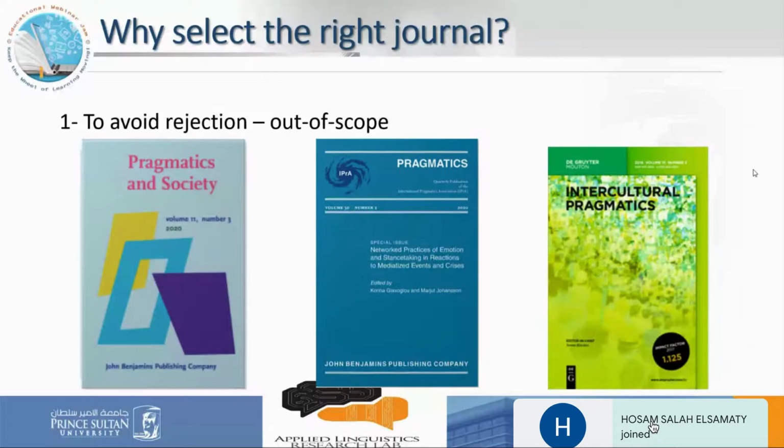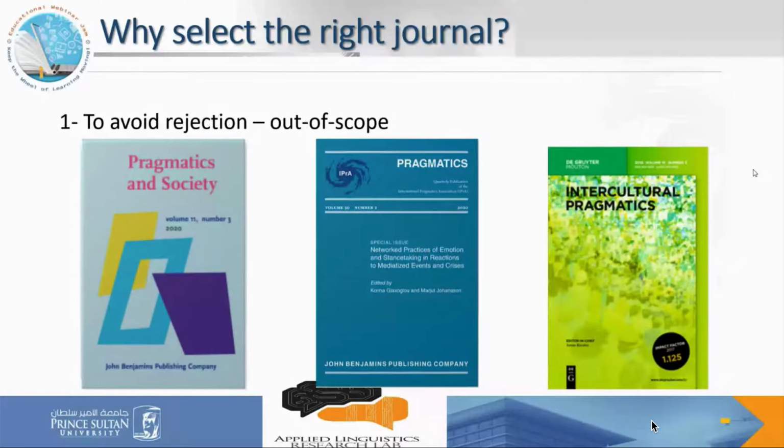Why select the right journals? So many reasons. First thing, to avoid rejection. If you don't choose the right journal, you might end up wasting 2, 3, 4 months or even more waiting for a reply from a journal, although your article is actually out of scope.